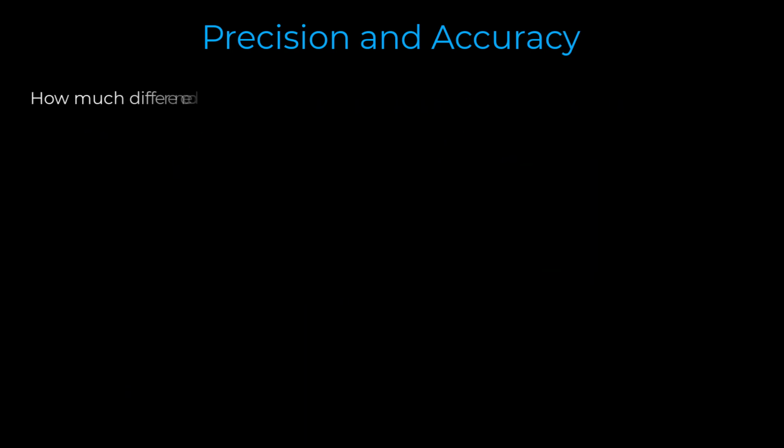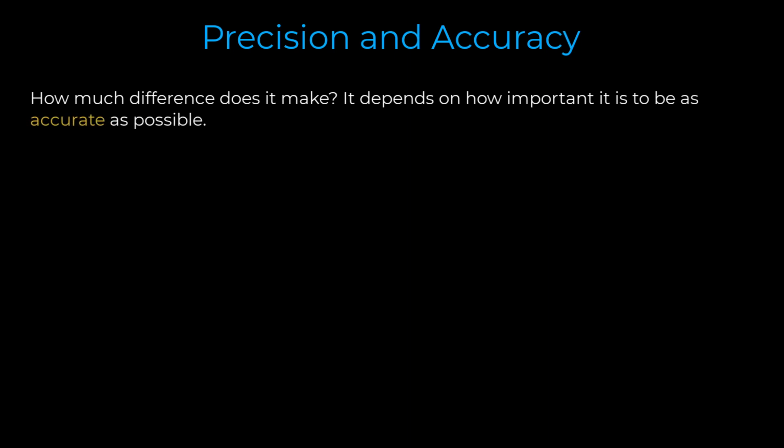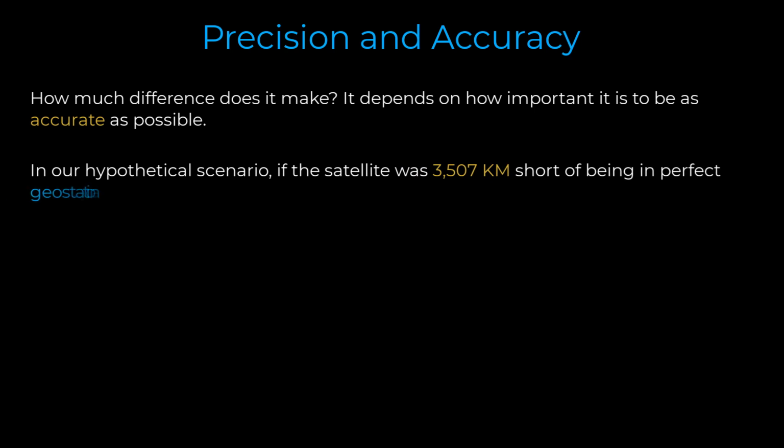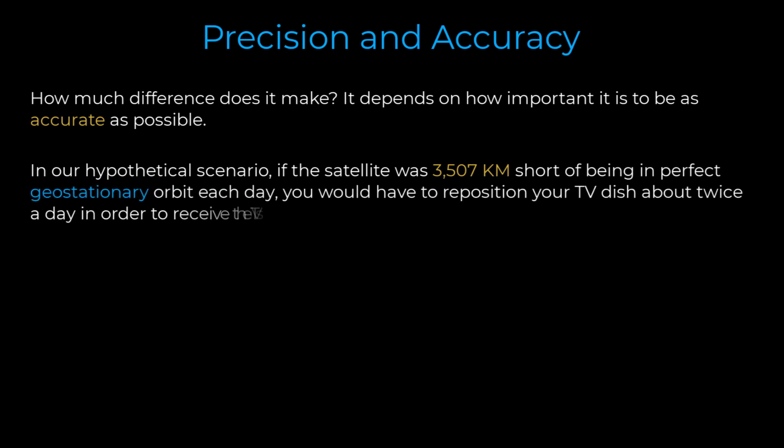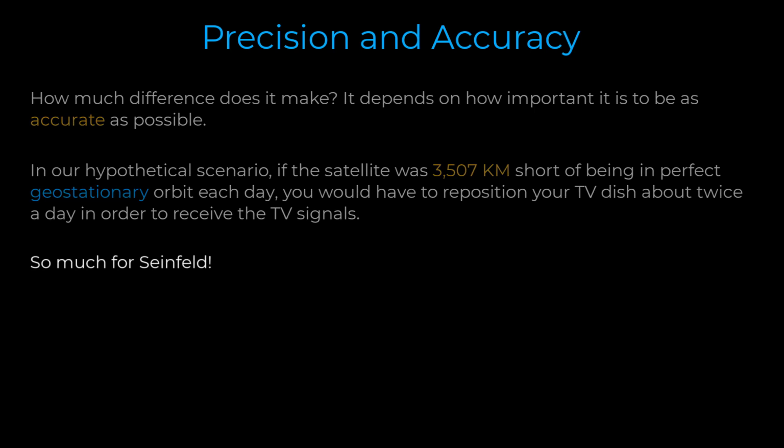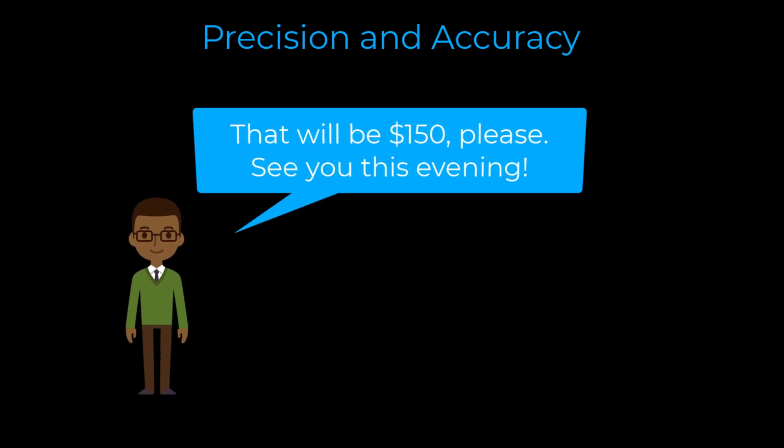How much difference does it make? It depends on how important it is to be as accurate as possible. In our hypothetical scenario, if the satellite were 3,507 kilometers short of being in perfect geostationary orbit each day, then we would have to reposition our TV dish about twice a day in order to receive the TV signals. So much for Seinfeld. At least you would probably get to know your local TV technician quite well.